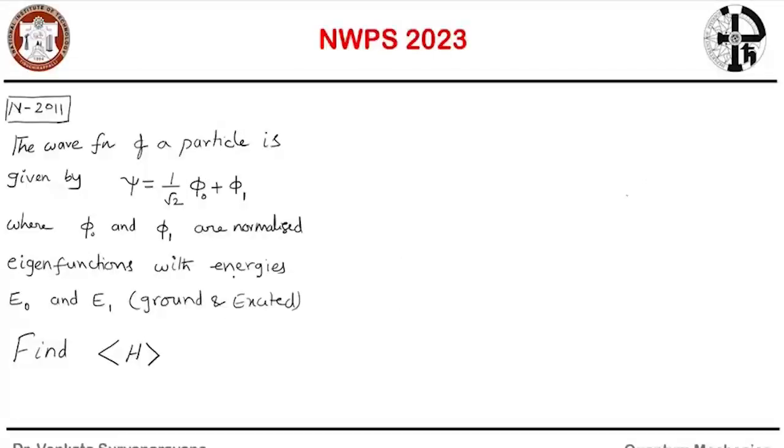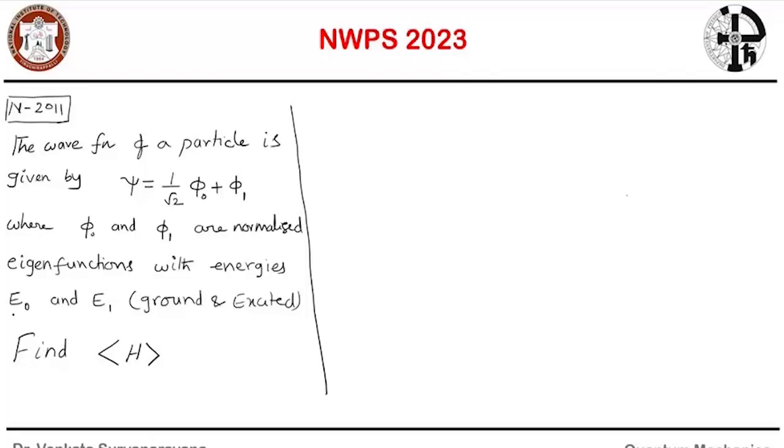Let us see some problems now. I have one here. This is pretty easy. Let us read it. The wave function of a particle is given by, whatever it is, the wave function is given. You can see this is a time independent system. The particle is moving in a potential which is time independent, so you can write the time part and space part separately.